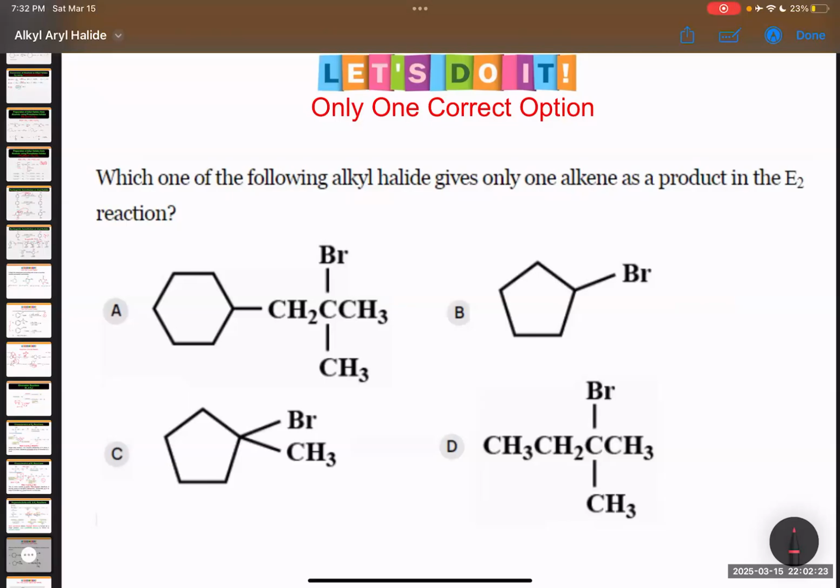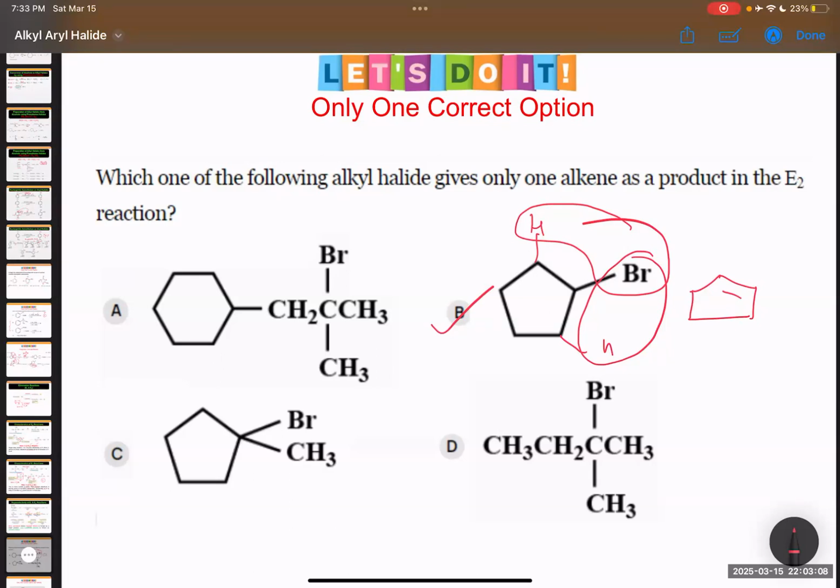So which one of the following alkyl halides gives only one alkene as a product of E2? Only one type of alkene. I am not talking about the main, major alkene and the minor alkene. I am asking only one. If you consider all alkenes, only one alkene is formed. So take this, a symmetrical molecule. If you remove HBr, either from that side, upper H plus or lower H plus, you are going to get a cyclopentene. Only one alkene you are going to get.